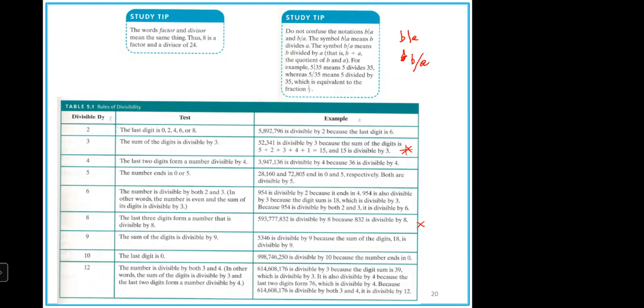And then for 12, it has to fit the rule for 3 and 4. So when you add up the digits, it's divisible by 3, and the last 2 digits are divisible by 4. So if both rules are satisfied, the number is divisible by 12.